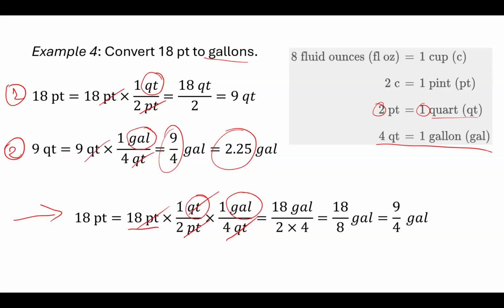So it'll be 18 times 1, which is just 18. And all of that divided by 2 times 4. And 2 times 4 is 8. And when you simplify 18 over 8, this is 9 over 4, which is exactly the same answer. So this is why the fraction method is more efficient when you have multiple conversions. So if I wanted to continue converting this into liters, or into fluid ounces, I can add more fractions and do all of this in a single operation, in a single step.